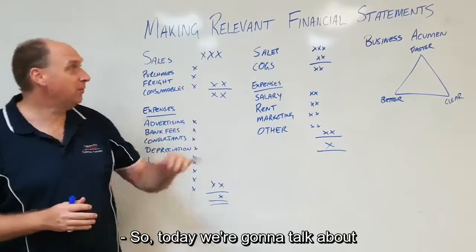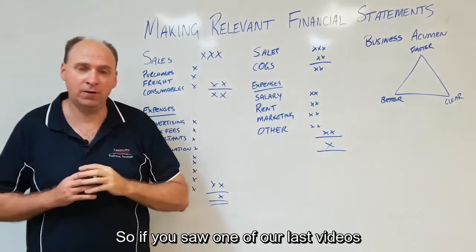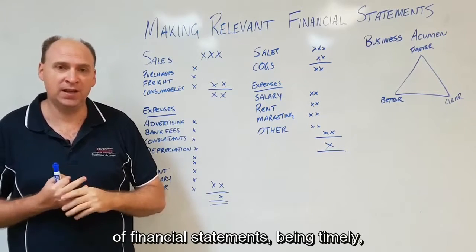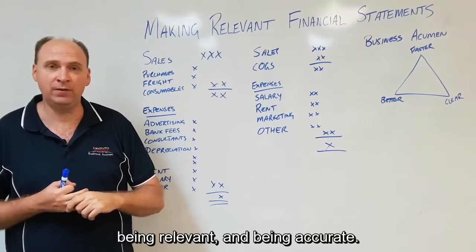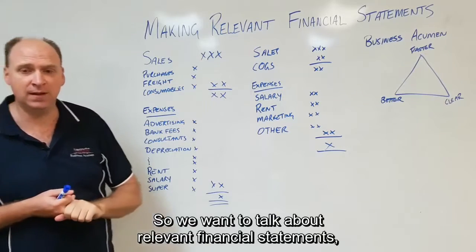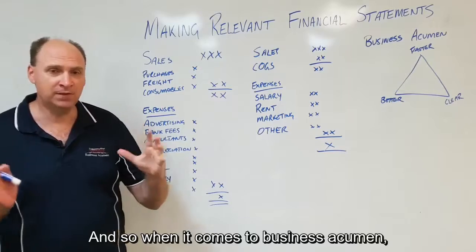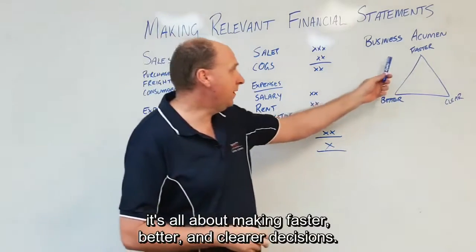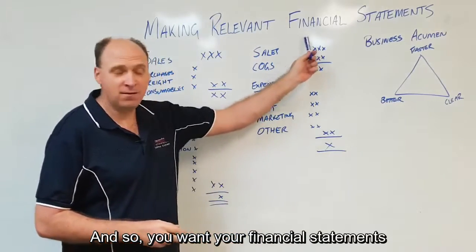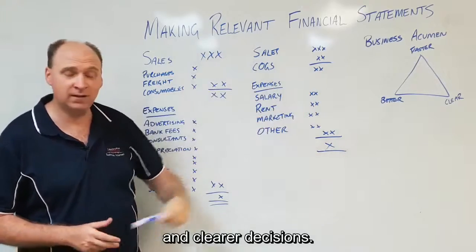So today we're going to talk about making relevant financial statements. If you saw one of our last videos where we talked about the three components of financial statements, being timely, being relevant, and being accurate, we want to talk about relevant financial statements, especially for managers who aren't financial. When it comes to business acumen, it's all about making faster, better, and clearer decisions. And so you want your financial statements to be relevant to make better, faster, and clearer decisions.